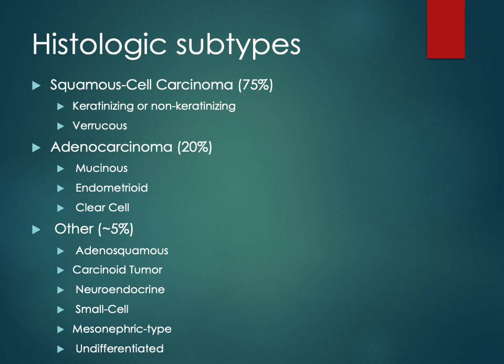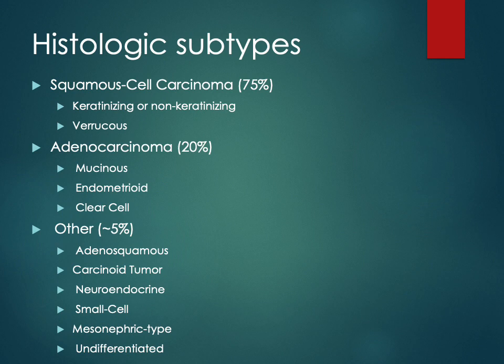About 20% are going to be adenocarcinomas. And some of these adenocarcinomas are actually HPV independent. So clear cell, for instance, is typically HPV independent. There's a gastric type adenocarcinoma, also HPV independent. Usually mucinous and endometrioid, though, are HPV associated.